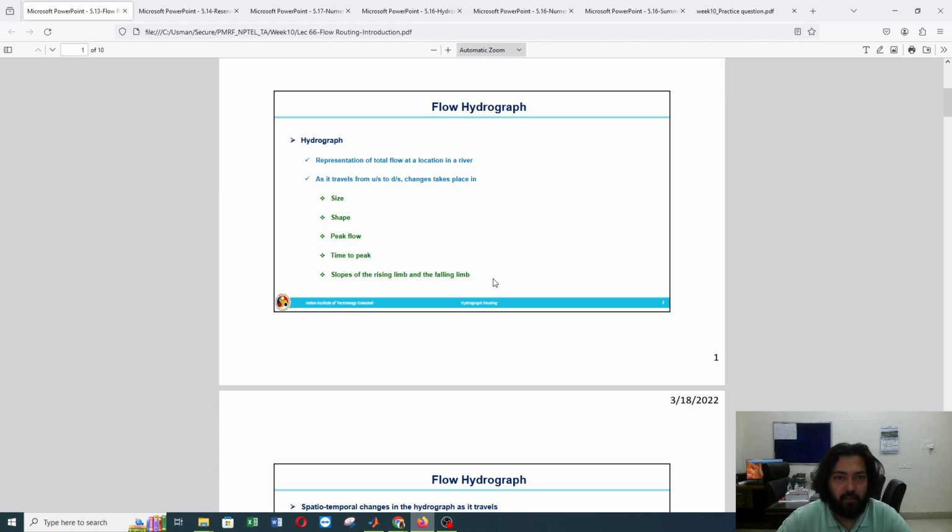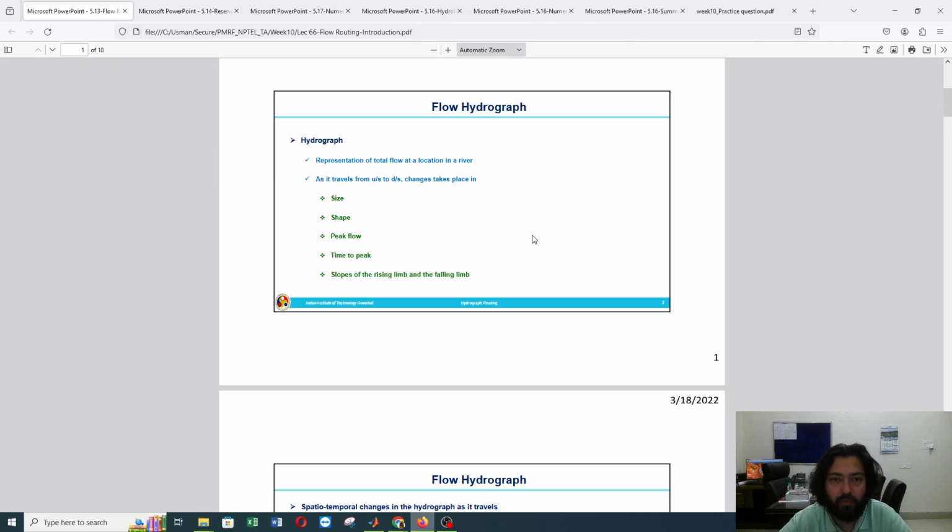Firstly, we know what a hydrograph is now, right? We have studied different types of hydrograph, starting from unit hydrograph, synthetic unit hydrograph, instantaneous unit hydrograph, and Snyder's unit hydrograph. So we have learned all about hydrograph. Basically, what does a hydrograph do? It gives the representation of discharge at a location in a river or in a channel, right? But then we also studied how different factors affect flow or the hydrograph.